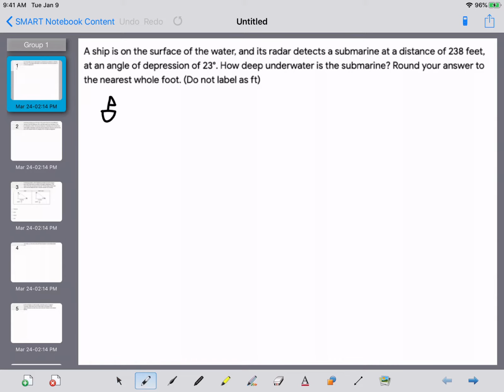Here's the ship. And its radar detects a submarine at a distance of 238 feet at an angle of depression of 23 degrees. How deep underwater is the submarine? Round your answer to the nearest whole foot. All right, so we have a submarine over here, and then this ship is using a radar to detect that ship, and it is 238 feet away.